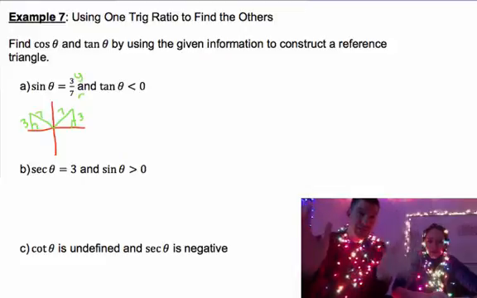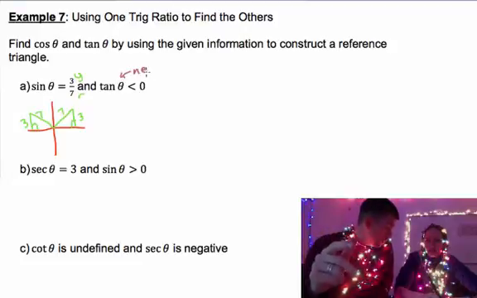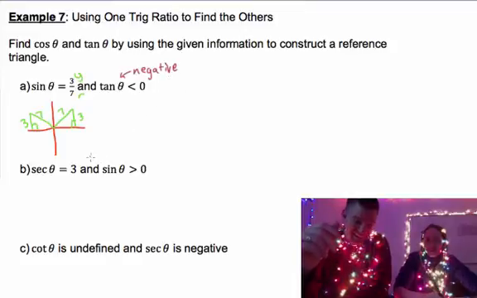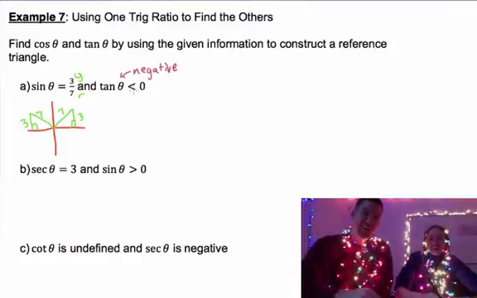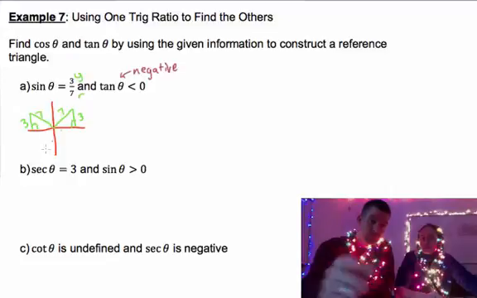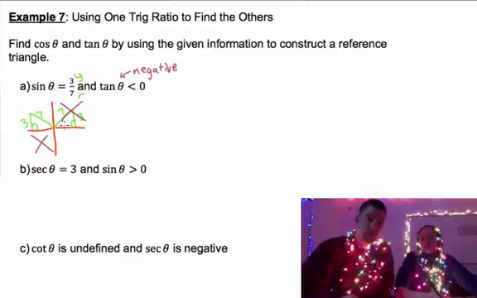They told us that the tangent has to be negative, and that's what this means: theta is less than 0. There are 2 places where that can happen. Tangent is positive in the first and the third quadrant, and it's negative in the second and fourth. So that gets rid of these 2 quadrants as options.